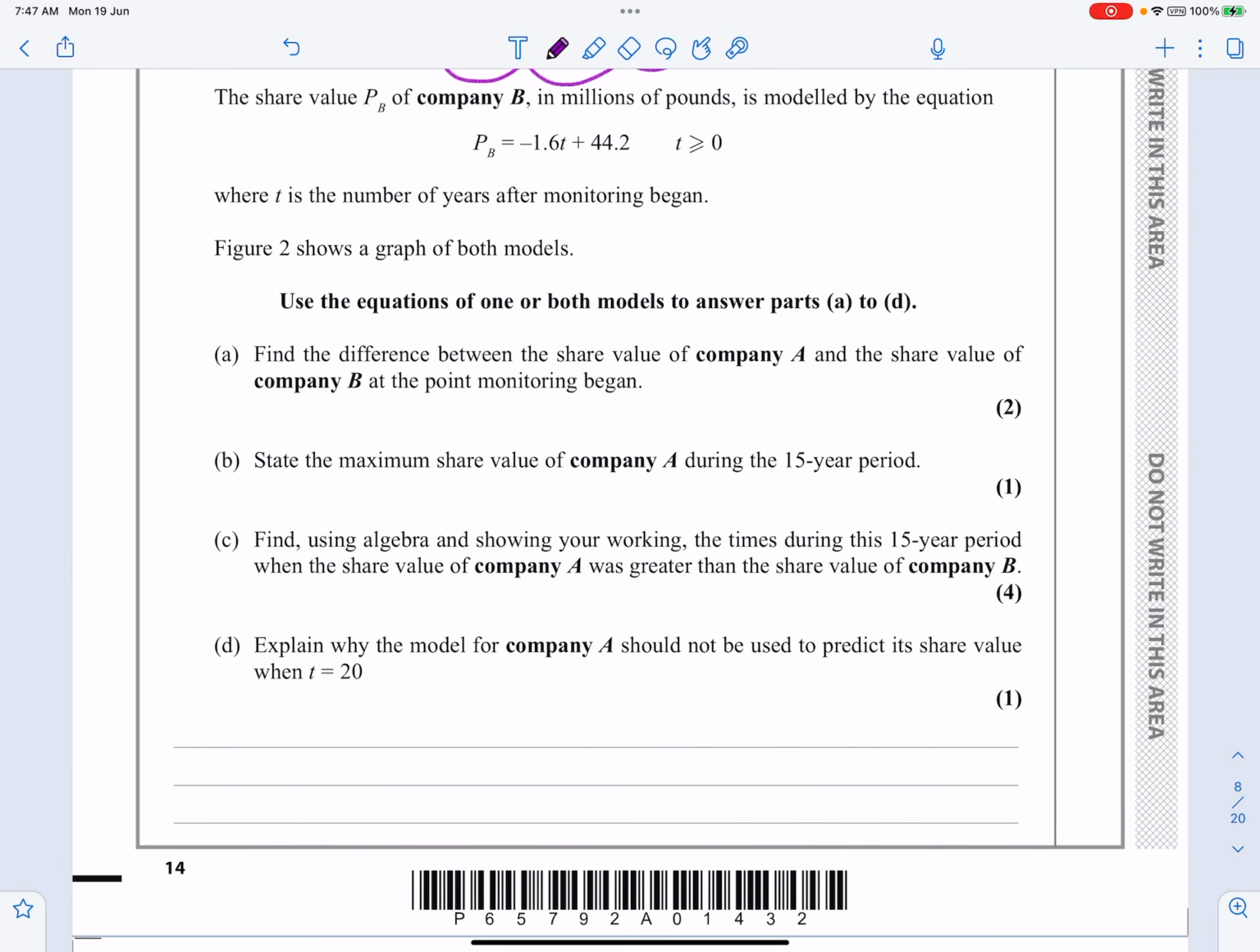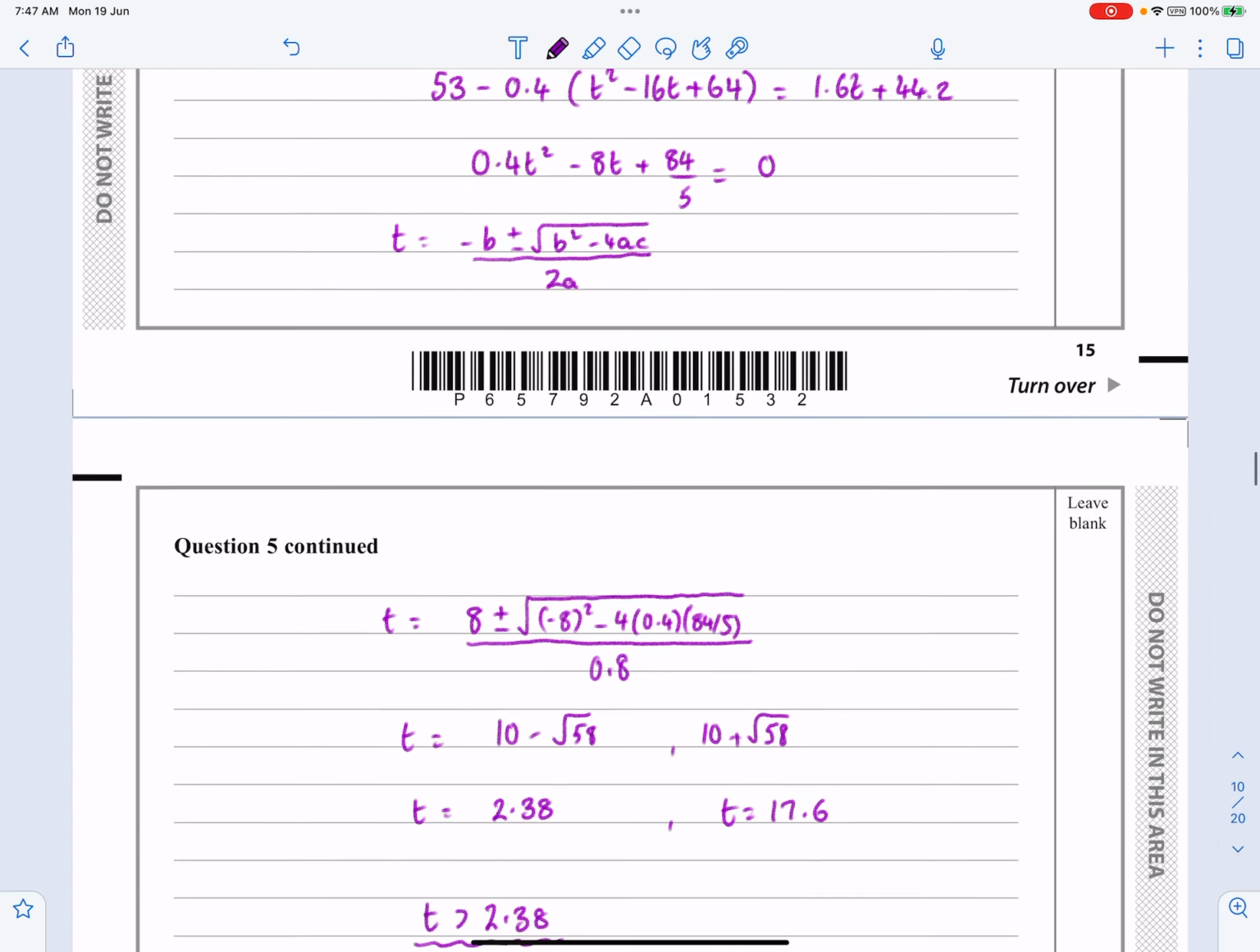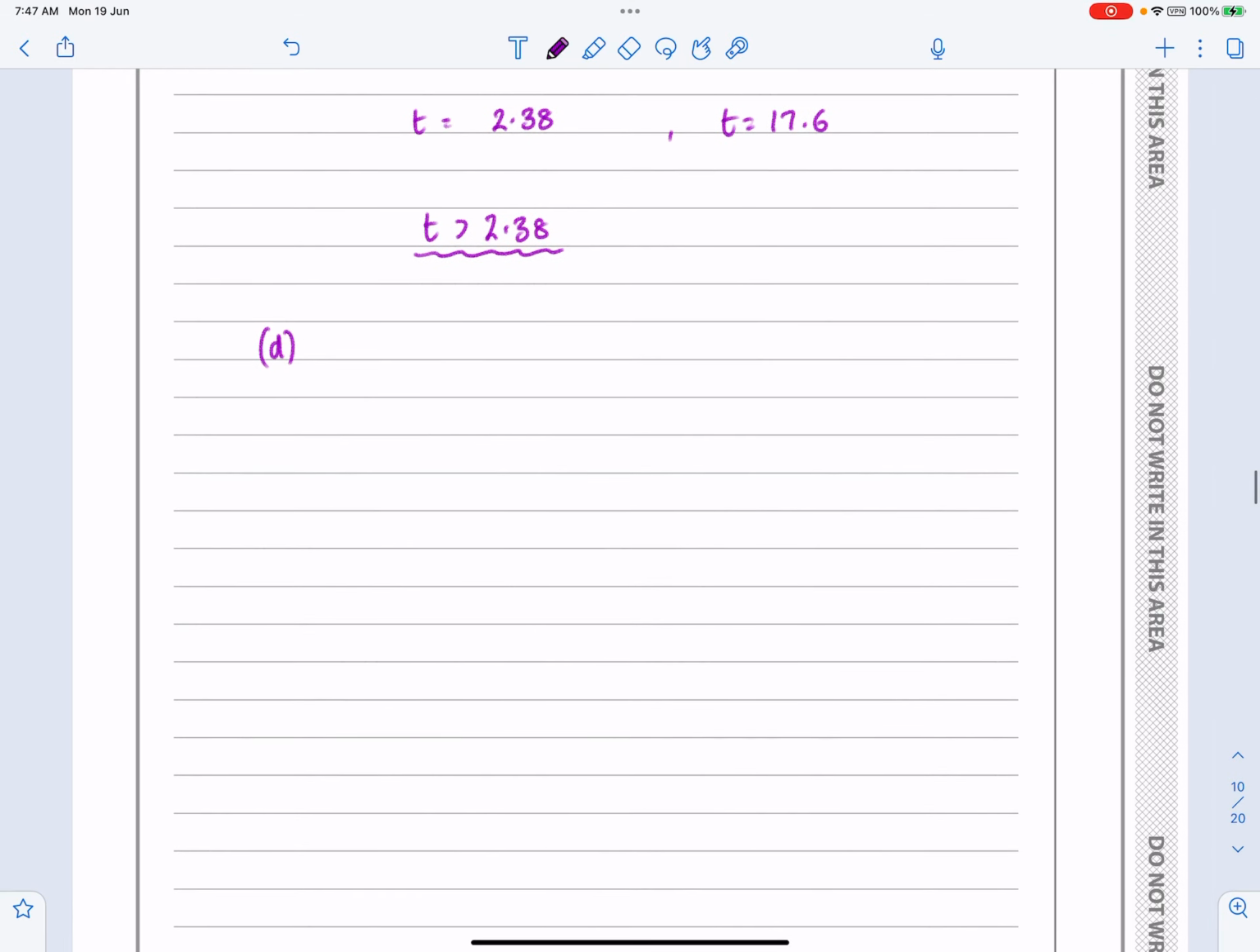Part D says, explain why the model for company A should not be used to predict its share value when t equals 20. Which is a little hint for any time you're doing these models. Always look at what happens when time gets really big. Models will collapse when time gets really big a lot of the time. So here, if t equals 20, it's only worth 1 mark. So there's nothing to stop you just saying share value is going to become negative, but I'm actually going to make sure I get all my marks here.